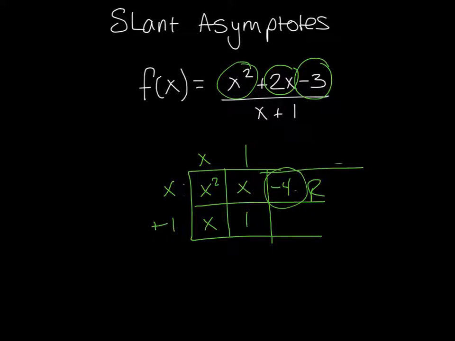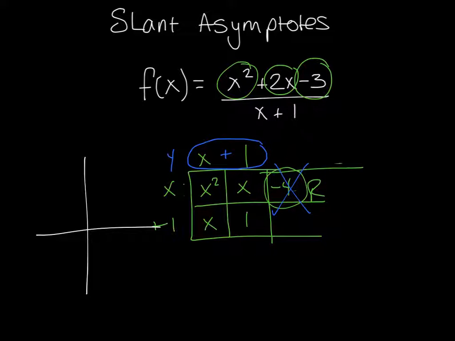I don't care about the remainder. The only thing I care about is what I get before the remainder. So this is my slant asymptote. This is the part that I'm going to take, and when I graph it, I'm going to graph that it crosses at 1 and it has a slope of 1. And so this is my slant asymptote. It's going to look like this.